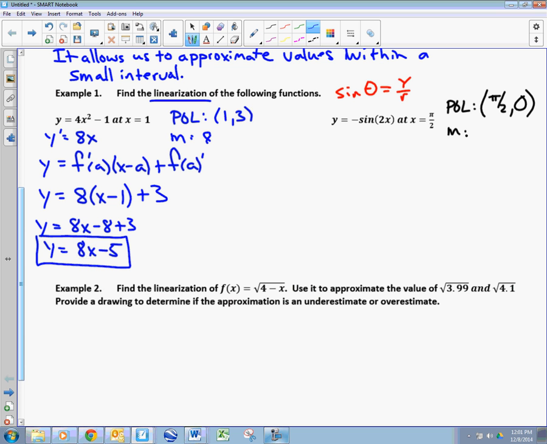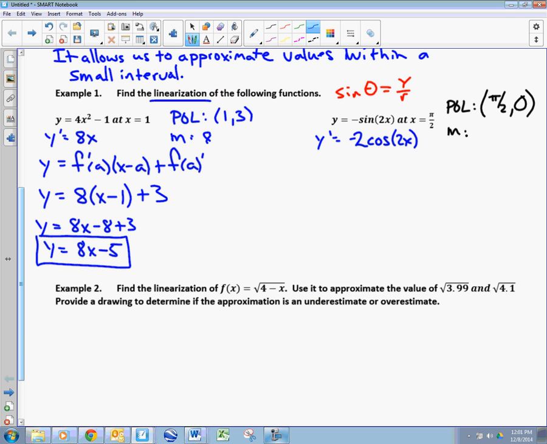Slope. I need to find the derivative. What is the derivative of -2 cosine of 2x? I have to use the chain rule. Derivative of the inside is 2, times derivative of the outside is negative cosine, inside left alone, 2x. Plug in pi over 2. What is 2 times pi over 2? Pi, cosine of pi, -1.